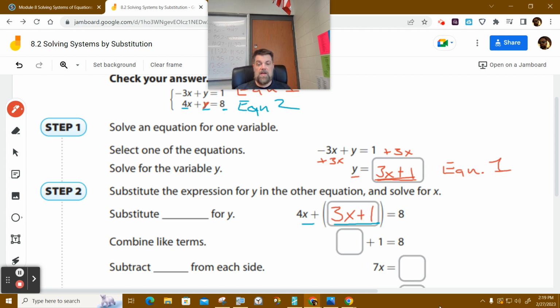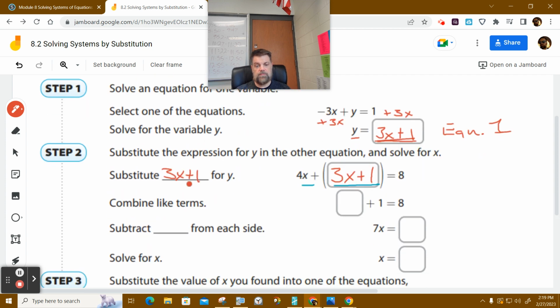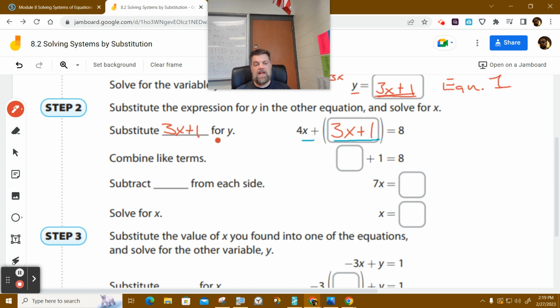Okay? So what I'm going to do is substitute 3x plus 1 for y. Now I'm going to combine like terms. Well, what does that mean? Well, I've got 4x's plus 3x's. How many x's is that? 7 x's total. 7 x's plus 1 equals 8. Now, if I want to get x by itself, I got to move the 1 away. Since I'm adding the 1 to the x, to move it away, I do the opposite, which is subtract 1 from each side. What's 8 minus 1?